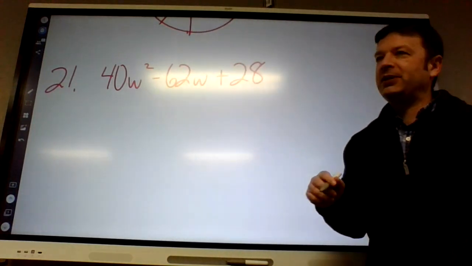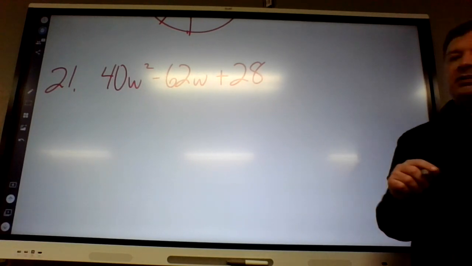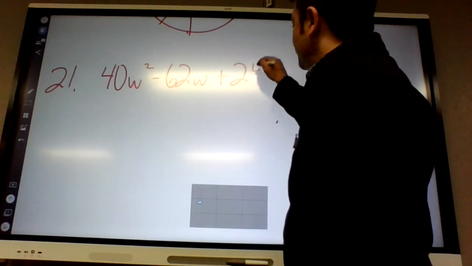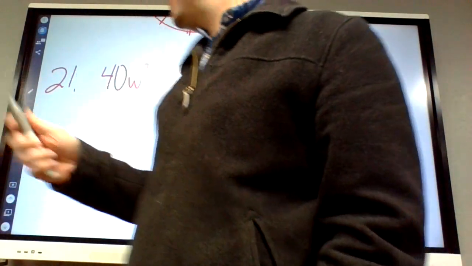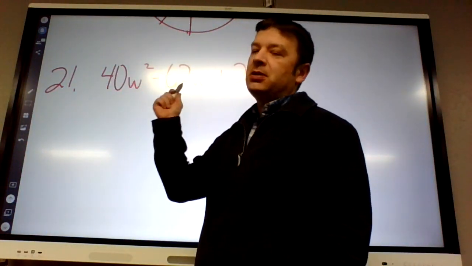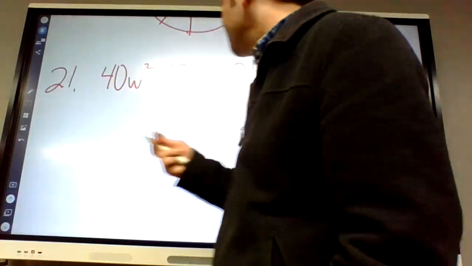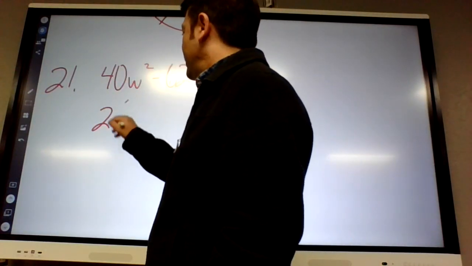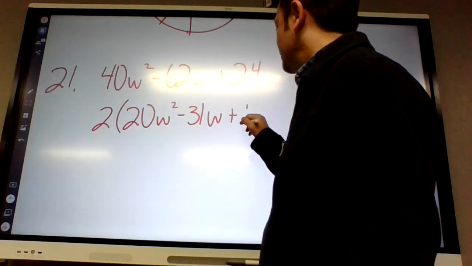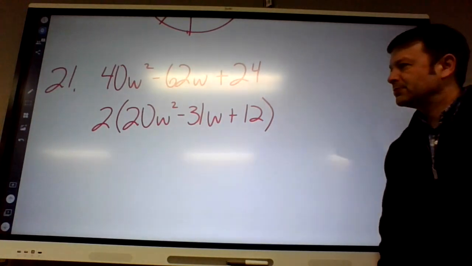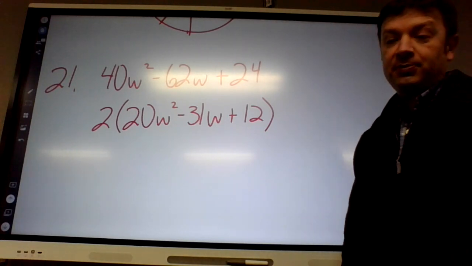Alright, what do you guys think we can take out of that? An 8. No, just a 4. Does 4 go into 62? No, it doesn't. So just a 2. If I divide all these by 2, we get some pretty big numbers. This one might cause us some trouble.